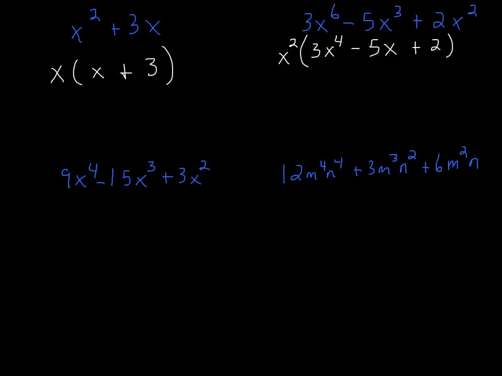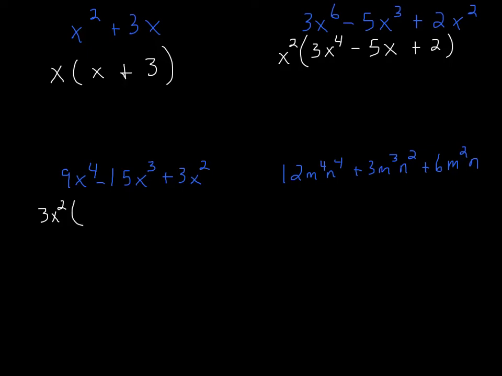Alright, this third one: 9, negative 15, and 3. Our common factor there would be 3. They're all multiples of 3, right? Then we got x to the 4th, x to the 3rd, and x squared. Oh, I drew that a little too fast, didn't I? There we go, get rid of that really quick. So our common factor there is x squared.